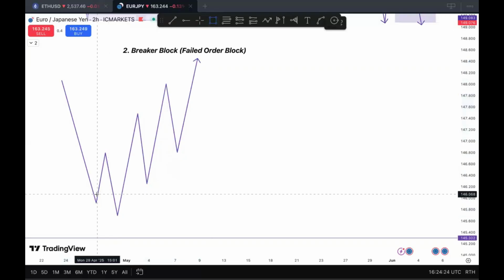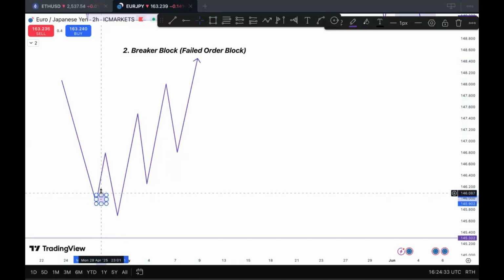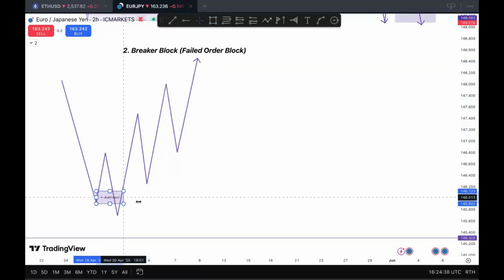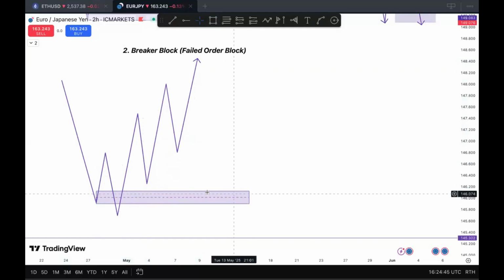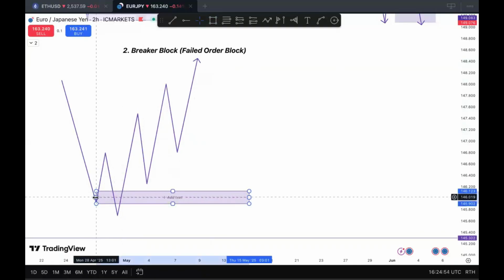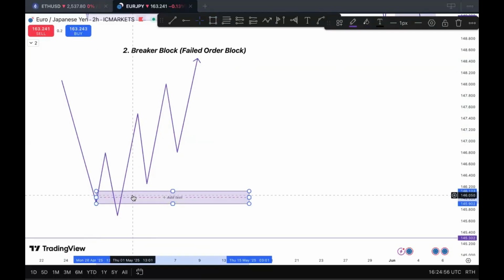A breaker block is an order block that breaks through other blocks of candles. So you can see that this breaks through 1, 2. So then this is our Quasimodo. This failed order block, which is a breaker block, breaking through this first wall and the second wall of candle, is our breaker block, is our POI.